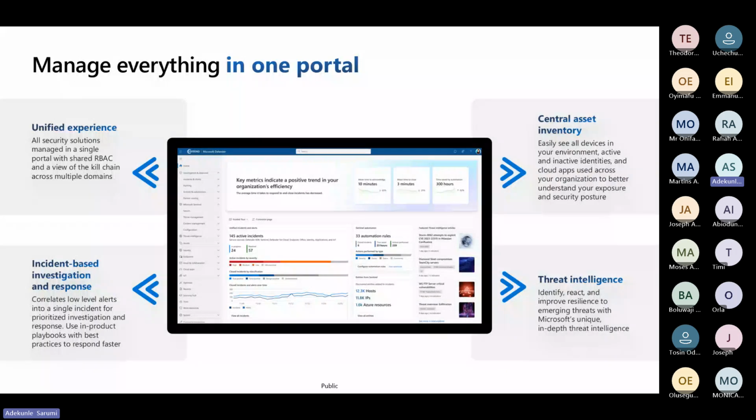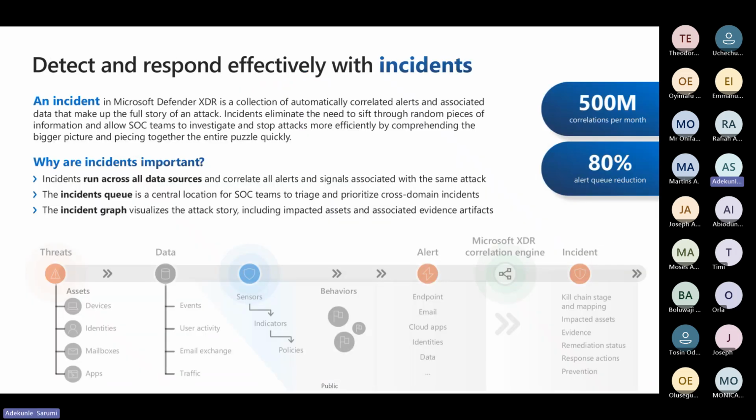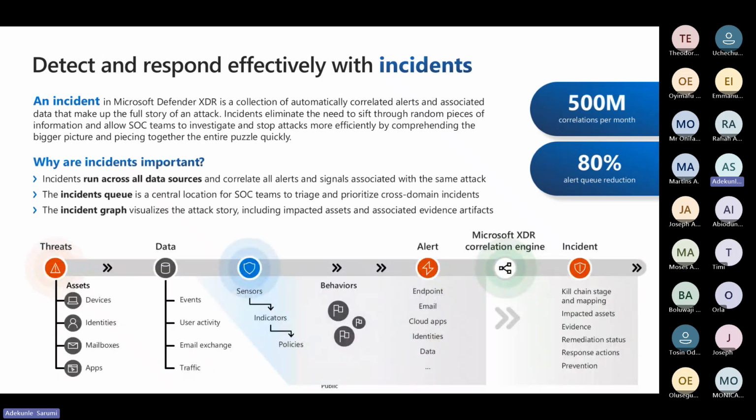Also, you can see all devices used in your organization. It also presents you with incident-based investigation and response. You see all that. There's also a central asset inventory. That one shows you all your devices and the threat intelligence that it comes with. So we'll see how you can detect and respond effectively with incidents.